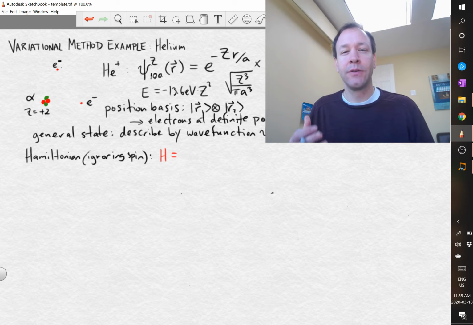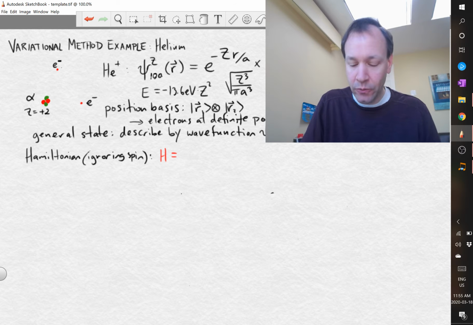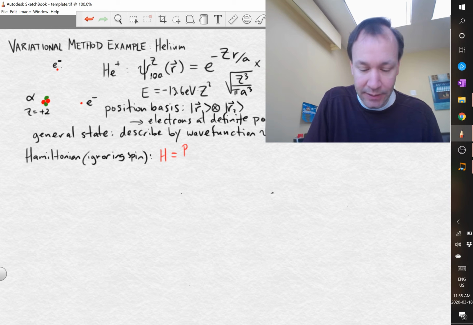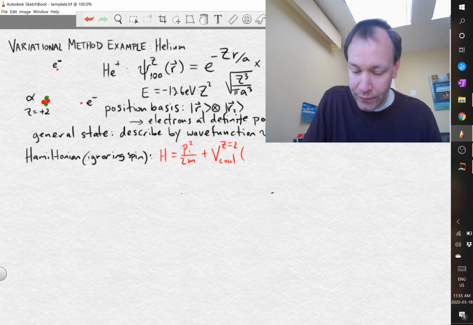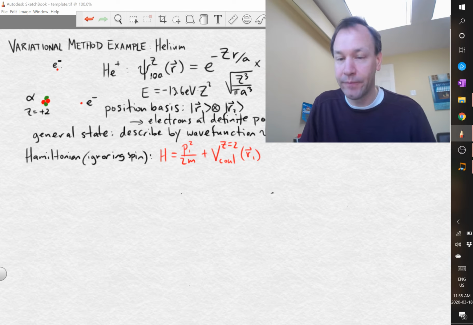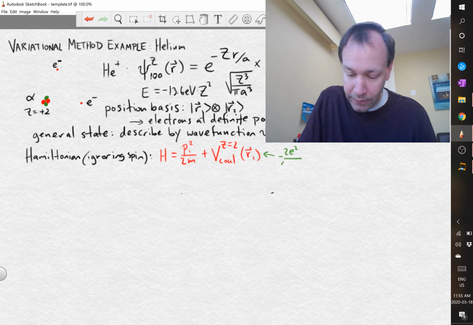Let's write those down. If we just had one electron, the Hamiltonian would look like the hydrogen atom Hamiltonian. That would be P1 squared over 2m, plus the potential term, which is just the Coulomb potential, V Coulomb, Z equals 2, of R1. Written explicitly, that is minus 2 e squared over 4 pi epsilon 0, times 1 over the magnitude of the vector R1.